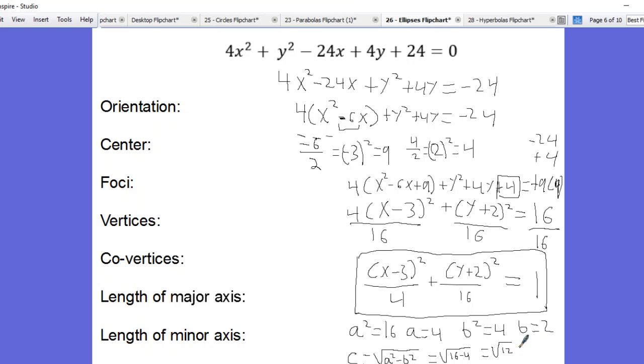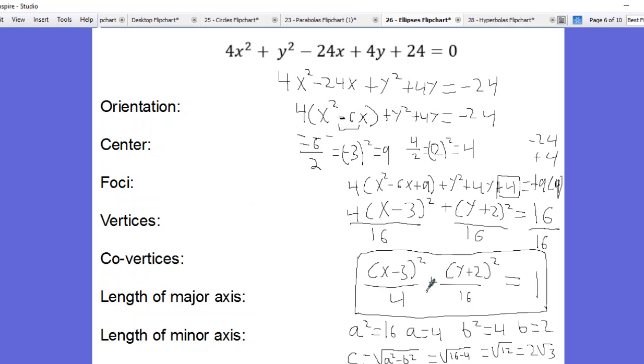And 12 is 4 times 3. The square root of 4 is 2. So that's equal to 2 root 3. Because if you break down 12 into 4 times 3, the square root of 4 is 2, so you can bring that 2 outside. But this root 3 has to stay in there.